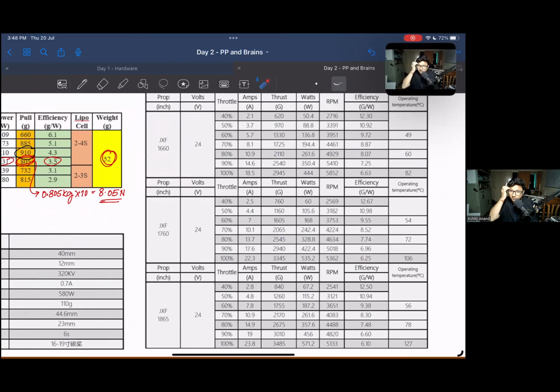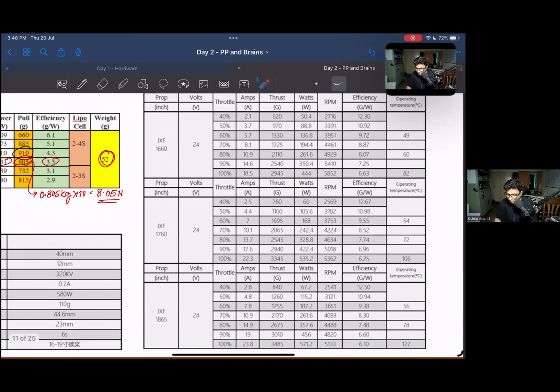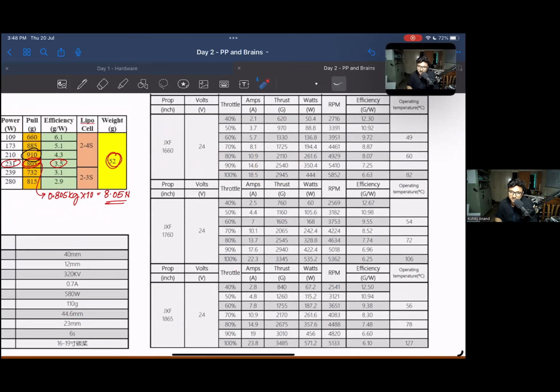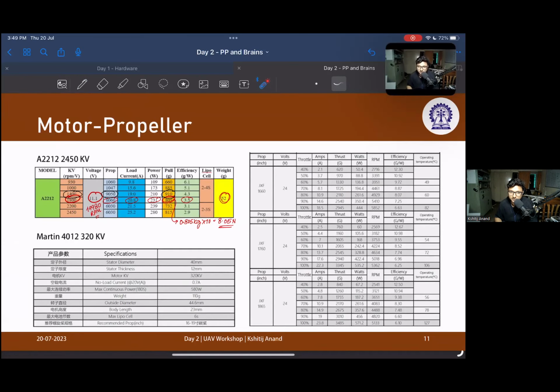Why do I tell you so? Because here they're also telling you at what throttle you are getting what kind of thrust. Okay, so this is a much more detailed data sheet, and this motor is obviously going to be costlier because it is a much better tested motor, right? So that is how you select a motor propeller combination.